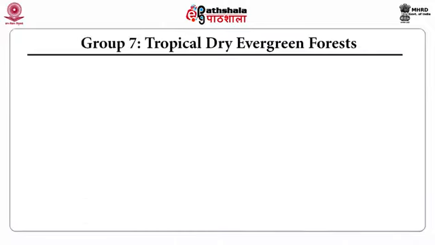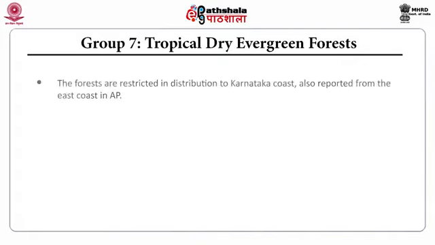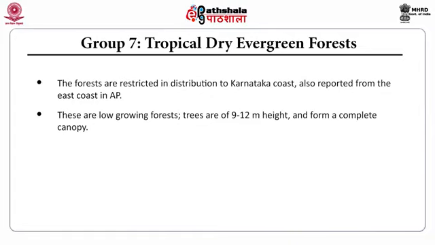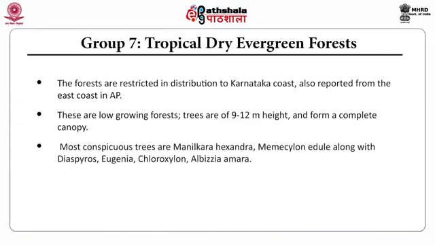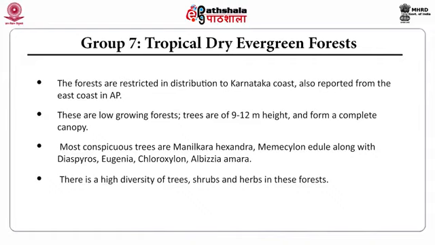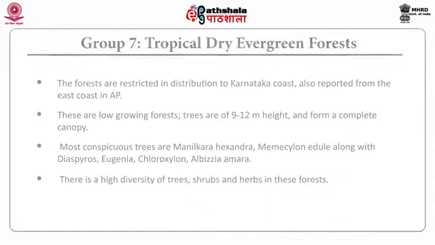Now, we come to group 7. Group 7 is represented by the tropical dry evergreen forests. These forests are restricted in distribution to the Karnataka coast, also reported from the east coast in Andhra Pradesh. These are low growing forests. Trees are 9 to 12 meter height and form a complete canopy. Most conspicuous trees in this forest are Manilkara hexandra, Memecylon edule, along with Diospyros, Eugenia, Chloroxylon, Albizia amara. There is a high diversity of trees, shrubs and herbs in this forest.